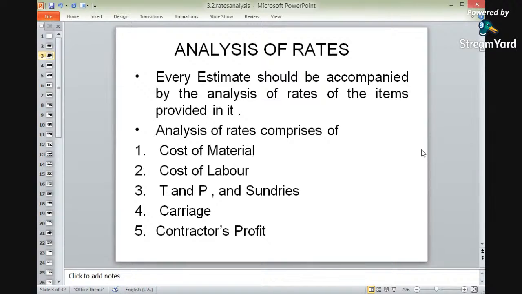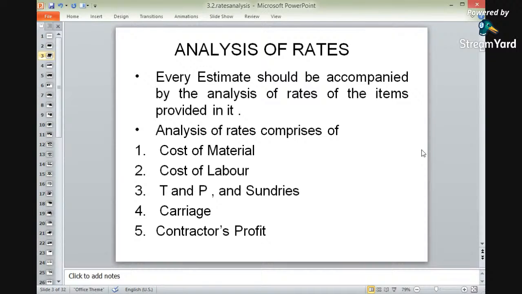Every estimate should be accompanied by the analysis of rates of the items provided in it. Analysis of rates, as I have already said, includes the cost of materials and also the cost of labors. Suppose we take an example of RCC. Cement, sand, and aggregates are required. So what is the cost of cement per bag, or of aggregates per meter cube, or fine aggregates per meter cube?